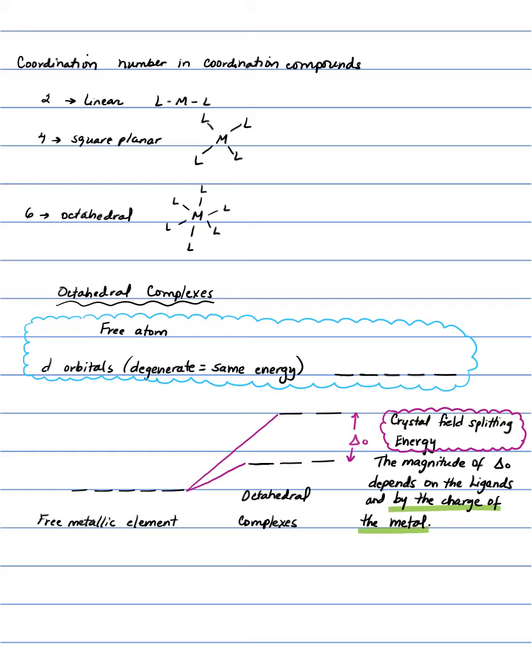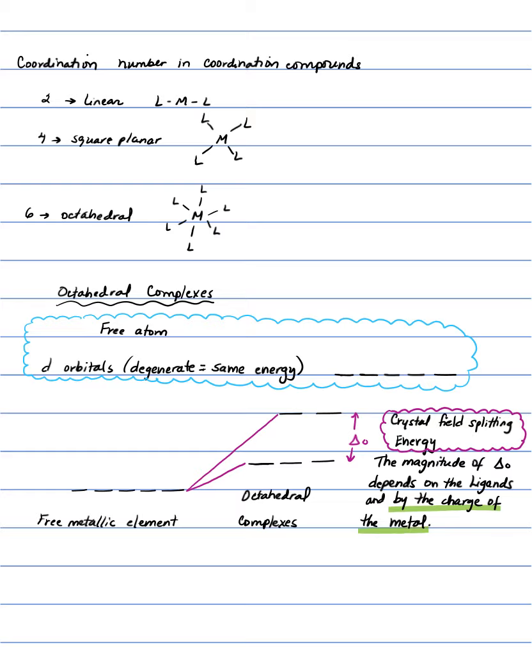We're looking at coordination compounds. We can have different coordination numbers depending on how many ligands are bonded to the metallic center. If two ligands are bonded to the metallic center, that will be a coordination number equal to 2, and we will have a shape that is linear.